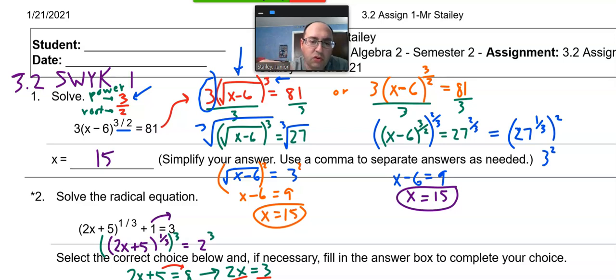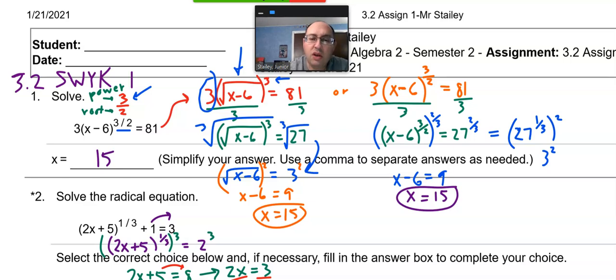We took the cube root of 27 and ended up with 3. Now we can deal with the radical because it's uncovered. Basically we had to peel away the onion layers. So, getting rid of the radical, we square both sides. That gives me x minus 6 equals 9. Then you can add 6 to both sides and get 15.